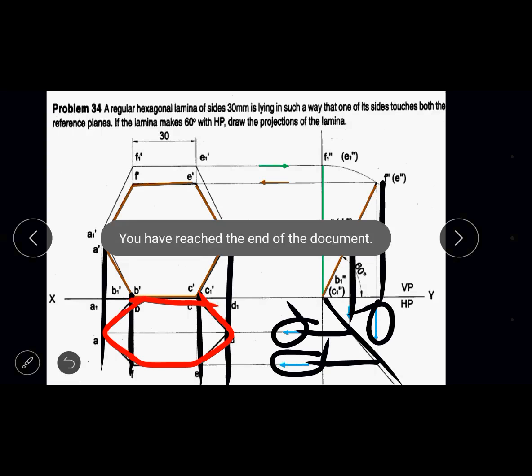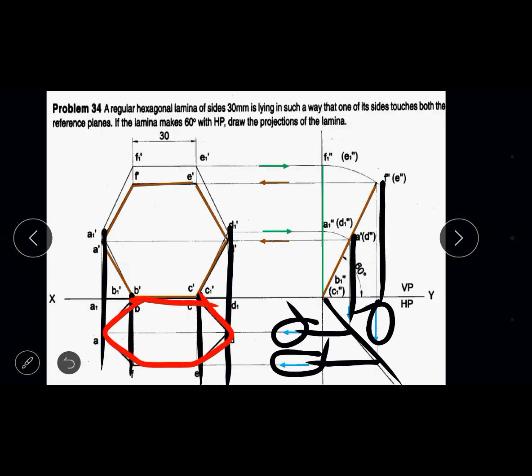So this completes almost all the major types or important types of problems on planes. So this completes the theory part of the planes chapter.